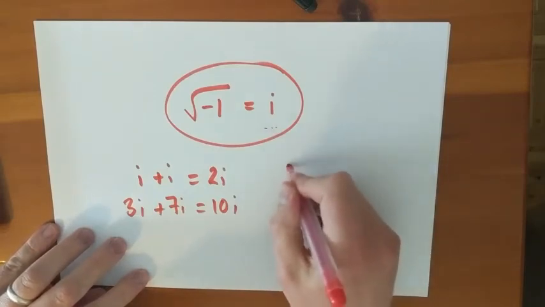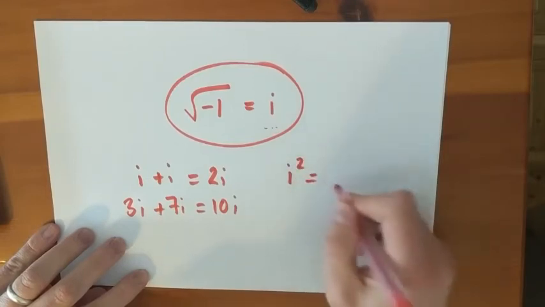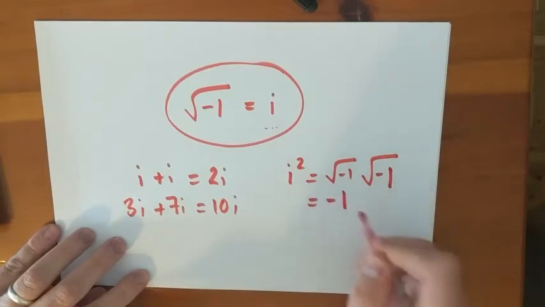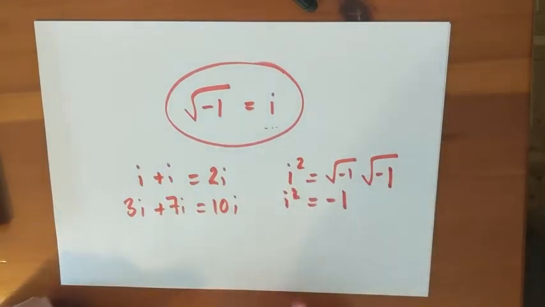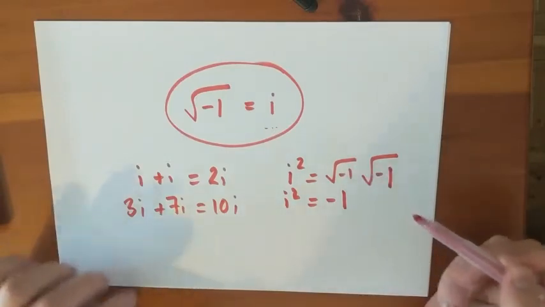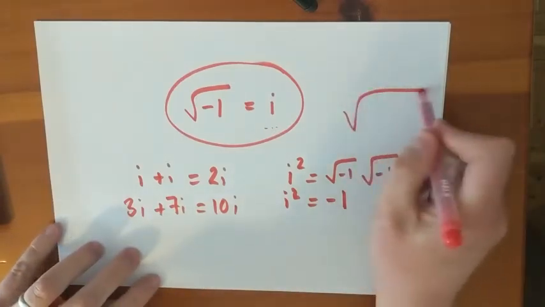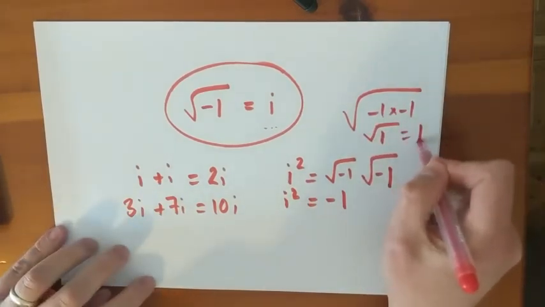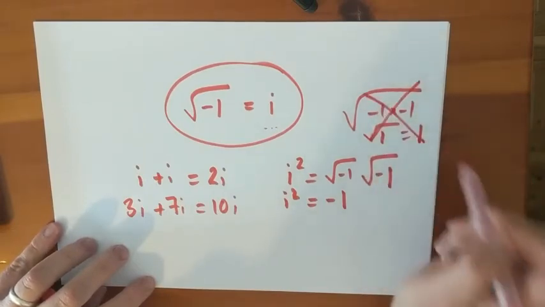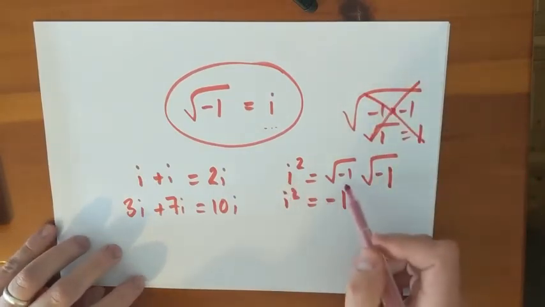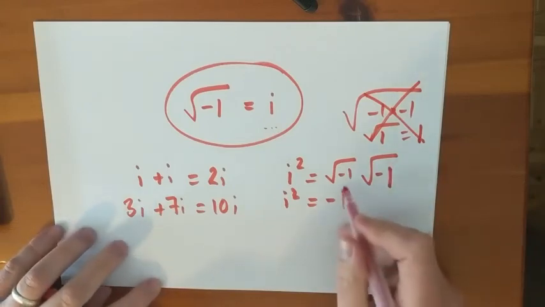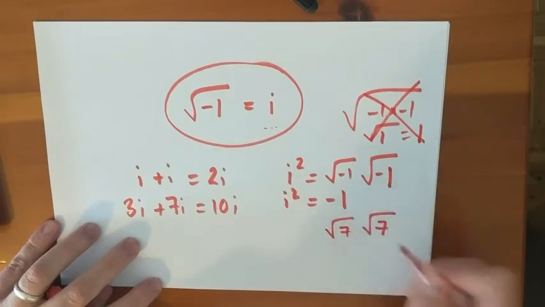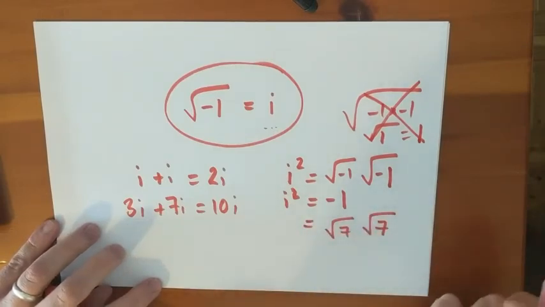So if you have i times i, that is i squared, which would be the square root of -1 multiplied by the square root of -1. And we say that's equal to -1. You could interpret i squared in different ways. You could say that the square root of -1 times the square root of -1 is actually equal to the square root of -1 times -1, which would be the square root of 1, which you would expect to be 1. But actually we define this specifically as being i squared is equal to the square root of -1 times the square root of -1, which equals -1. Just like if I had the square root of 7 times the square root of 7, the answer for that would be the same as 7.